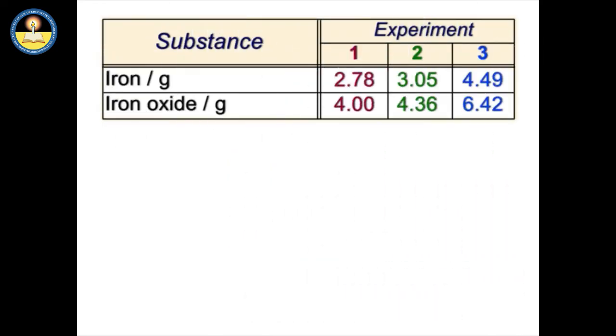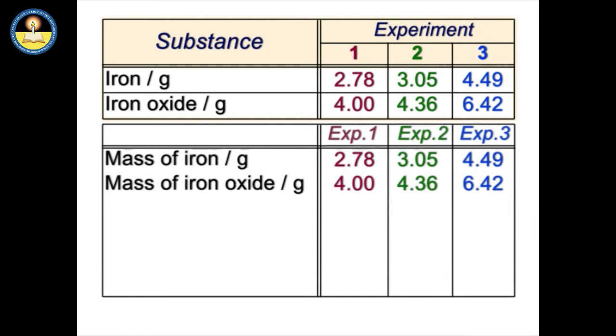Let us now try to solve one more example. Have a look at the data provided on the screen. We have to show that the data given below is in agreement with the law of constant proportions. 3 experiments are conducted in which the content of iron and iron oxide present is tabulated in the chart. Let us now try to find out the solution.